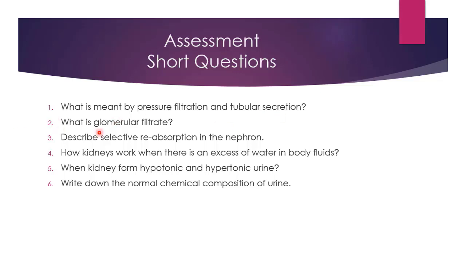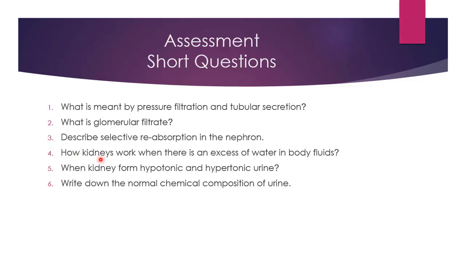Number 2, what is glomerular filtrate? You will write about the formation of this filtrate, high blood pressure, and the contents which are filtered here, which means water, urea, salts, and glucose. Number 3, describe selective reabsorption in the nephron. It is the second important step involved in functioning of kidney. You will write about the reabsorption of chemicals from proximal convoluted tubule, then loop of Henle, and at the end, distal convoluted tubule. You will also write about osmosis, diffusion, and active transport which are involved in this reabsorption.